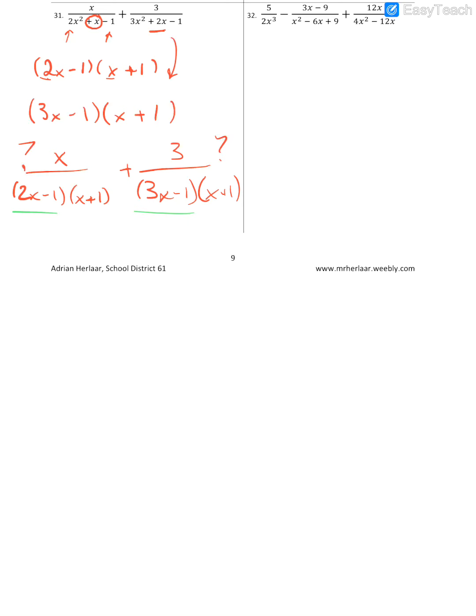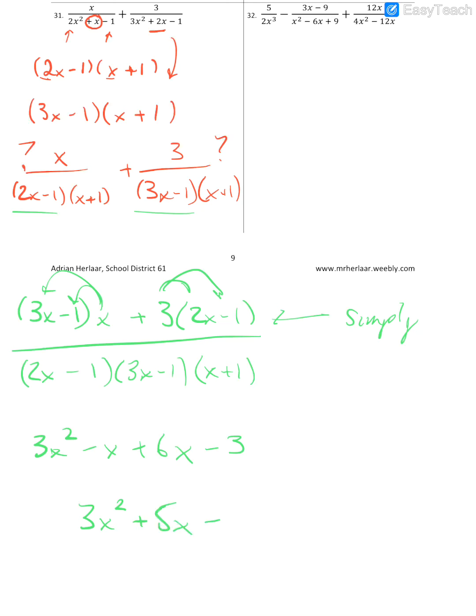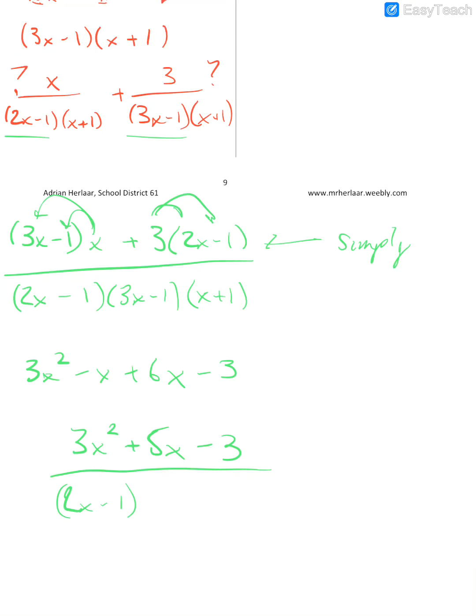So multiply it up. So now you have 3x minus 1 times x plus 3 times 2x minus 1, all over your big denominator: 2x minus 1, 3x minus 1, and x plus 1. All that's left is to simplify the top. So we're going to simplify and see if we can cancel. Water bomb, water bomb, water bomb, water bomb. 3x squared minus x plus 6x minus 3 simplifies to 3x squared plus 5x minus 3, all over 2x minus 1, 3x minus 1, x plus 1.